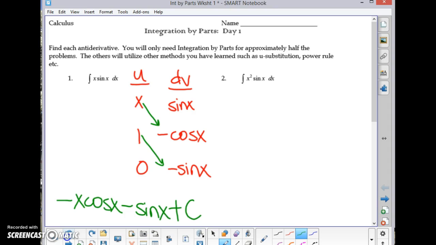But this answer is slightly different than the answer that we had yesterday. The difference is right here. This should really be a plus. And here's why. In integration by parts, you multiply u and v. Well, we did that, u times v. But then you have to subtract off the integral of v du. So I want the opposite of negative sine of x. So this really should be a plus right here.